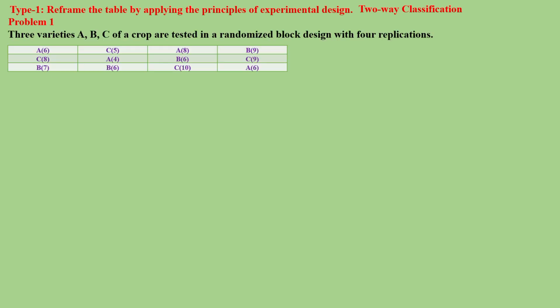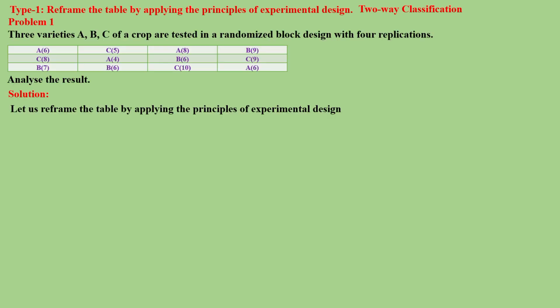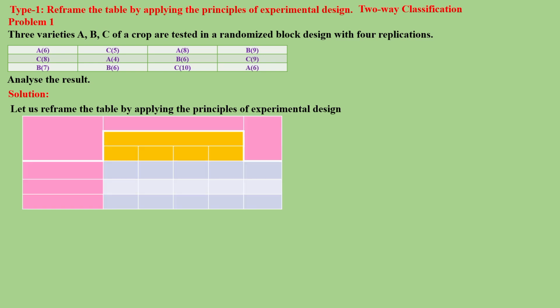Type 1 two-way classification. Reframe the table by applying the principle of experimental design. So problem 1. 3 varieties A, B, C of a crop are tested in a randomized block design with 4 replications. So analyze the result. So let us reframe the data.